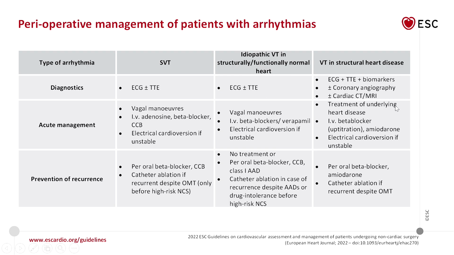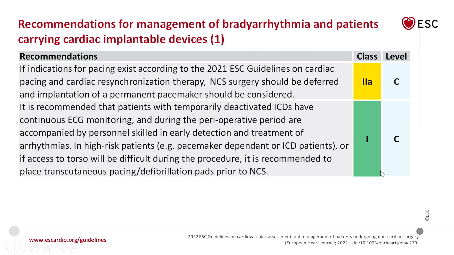And in VT with underlying heart disease, IV beta blocker, amiodarone, electrical cardioversion if unstable. And we can continue these medications, beta blockers, CCBs, and catheter ablation if the patient has recurrence despite OMT. Here also catheter ablation if recurrence is there, and we can continue with the beta blocker and amiodarone in VT. If indications for pacing are there, then the NCS surgery should be deferred and implantation of a pacemaker should be done. And it is recommended that patients with temporarily deactivated ICDs have continuous ECG monitoring, and during the perioperative period a person should be there who can do early detection and treatment of arrhythmias.